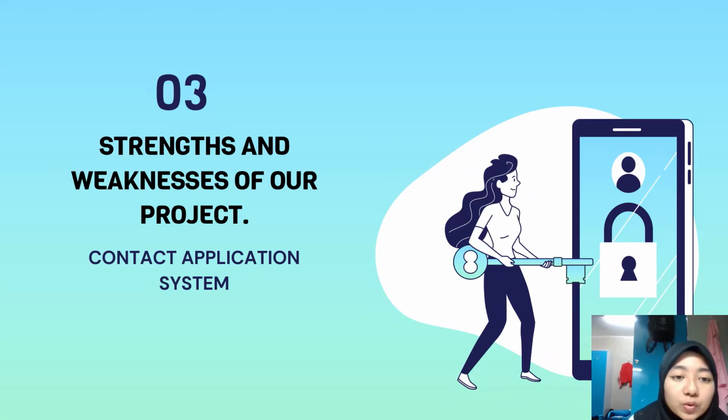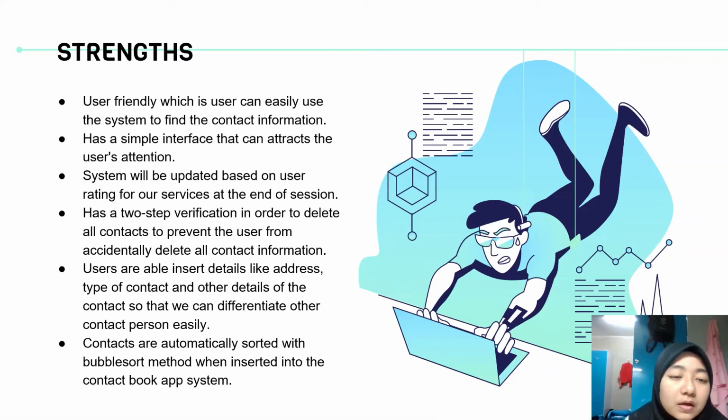Next we go to the strengths and weaknesses of our project, the contact application system. For the strengths, first is that it is user friendly, which means the user can easily use the system to find contact information, and it has a simple interface that can attract the user's attention. Next, the system will be updated based on user ratings of our service at the end of the season.